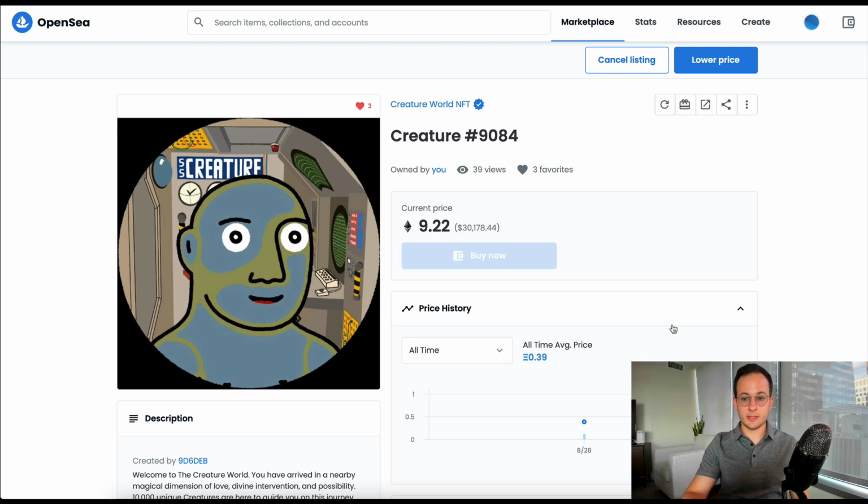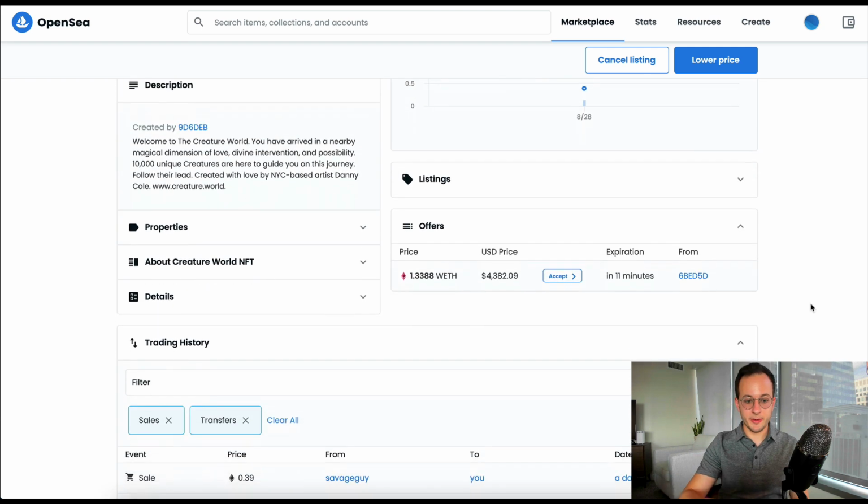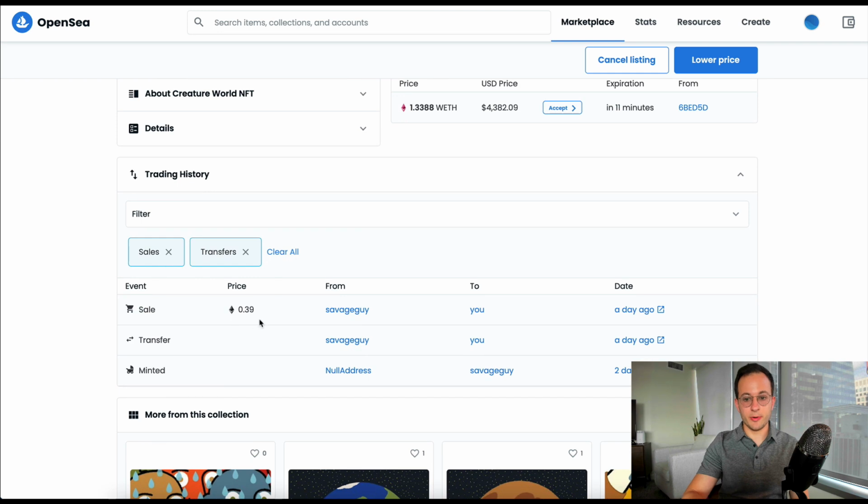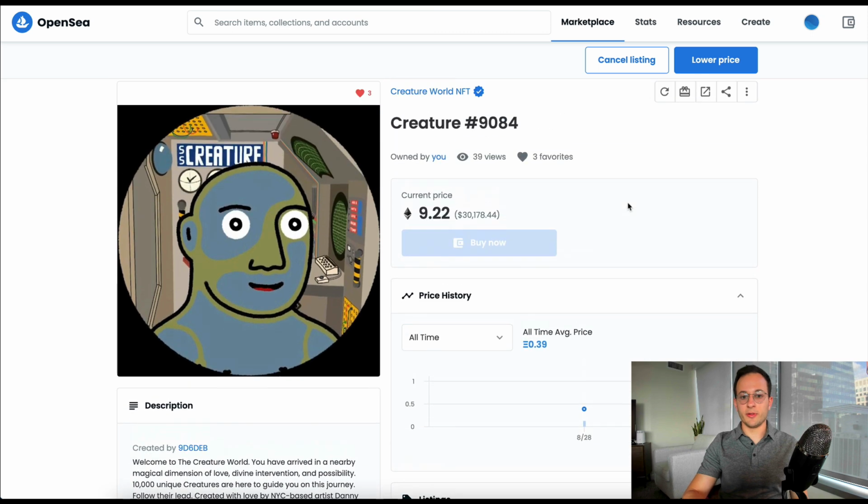So this is the exact one I purchased, and if we scroll down, you can see I purchased it for 0.39 ETH late last night. Now this was all done before the Creature World NFT really blew up. So right now it's actually tripled or quadrupled in value. The floor is much higher.